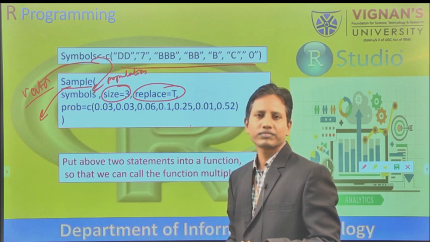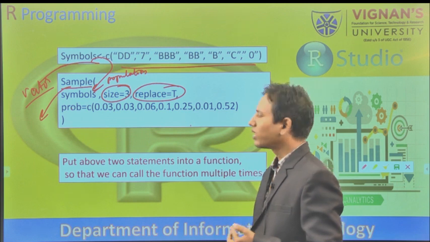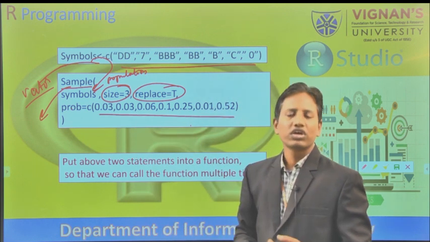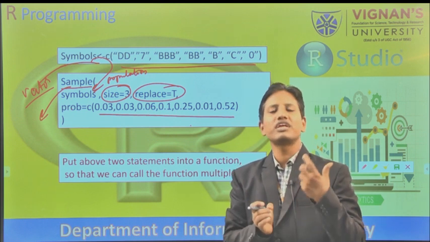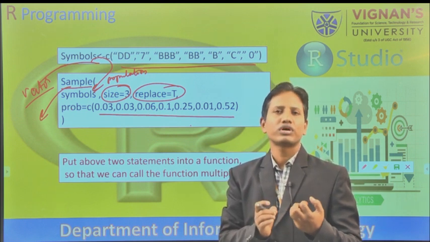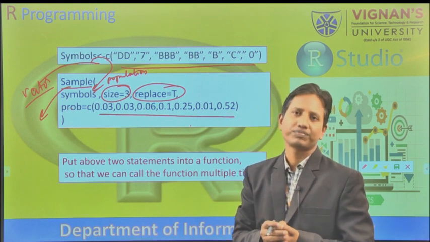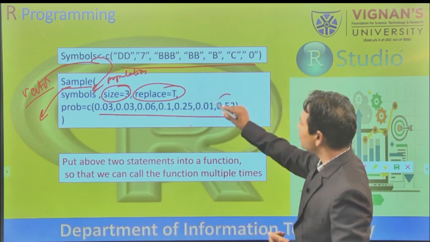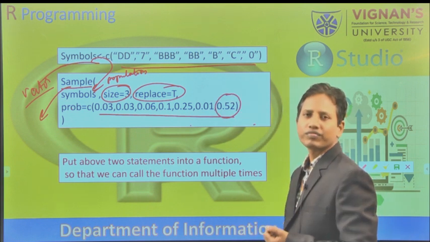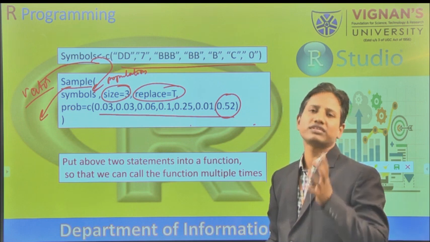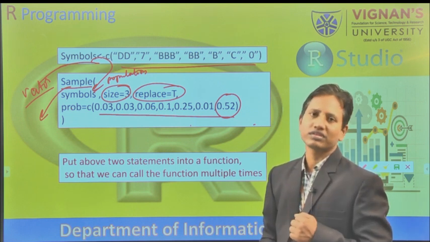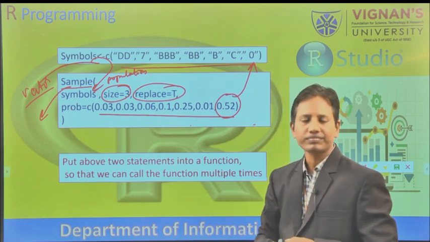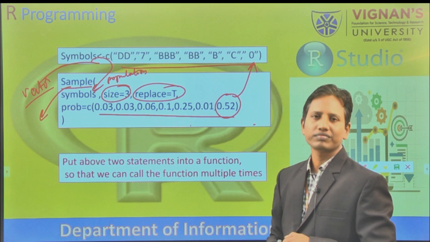Come to this probabilities. With which probability each and every symbol has to appear or to be selected, we are mentioning. If you observe, this is 0.52. In the sense, more than 50% of times the 0 has to be selected. It is saying that.